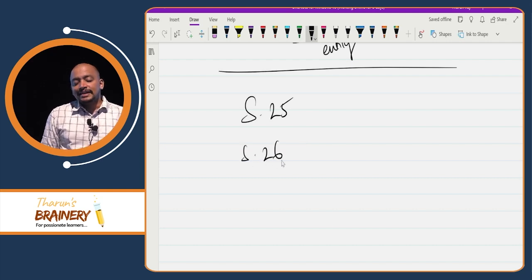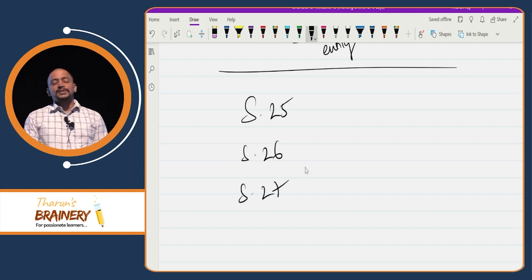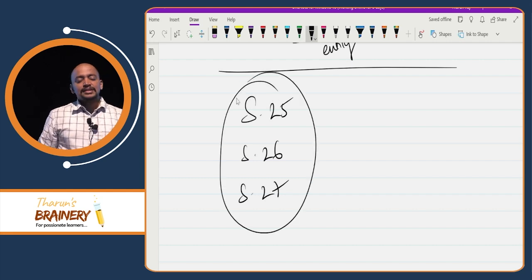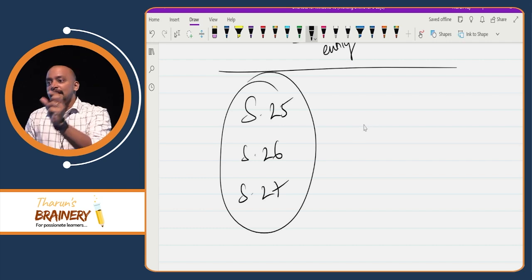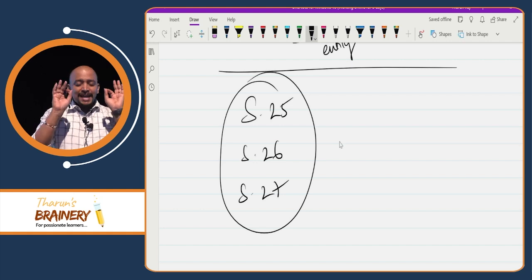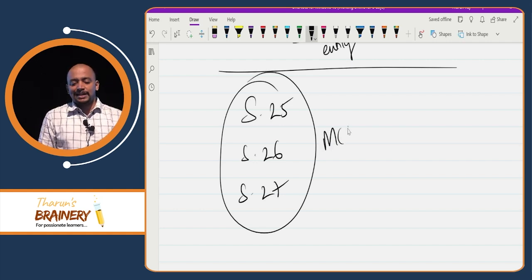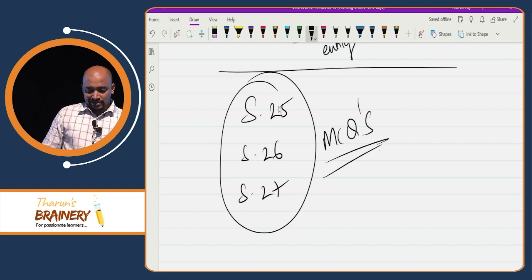Section 26, deemed registration. Section 27, special provisions for CTP and NRTP. Okay, these three sections are not important for case study type questions, but for practical, like MCQs. Case study type questions or practical questions will not come. Mainly in MCQs it will be tested. So section 25, procedure for registration.